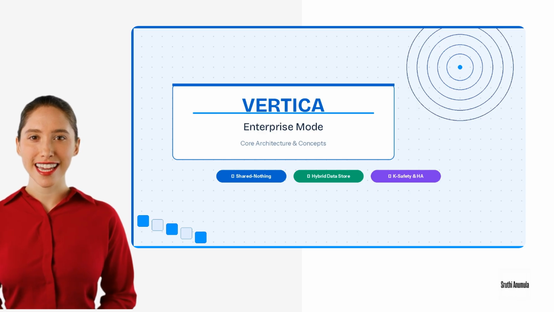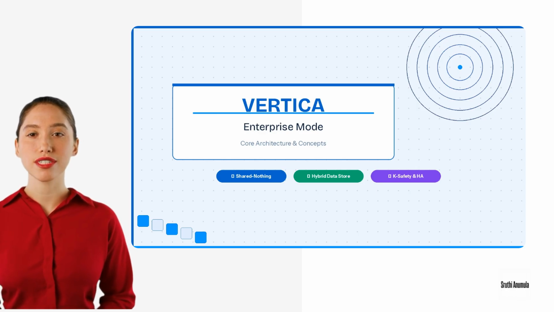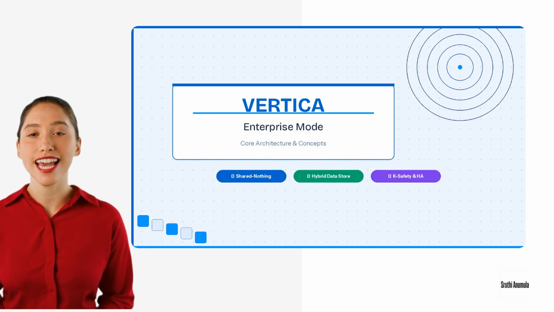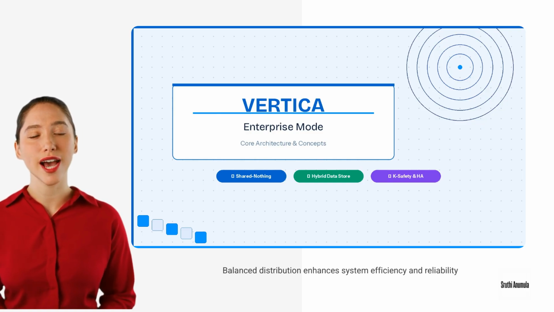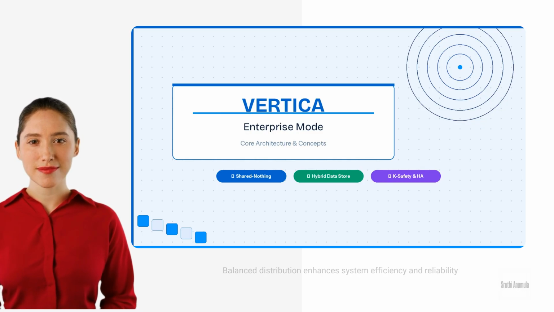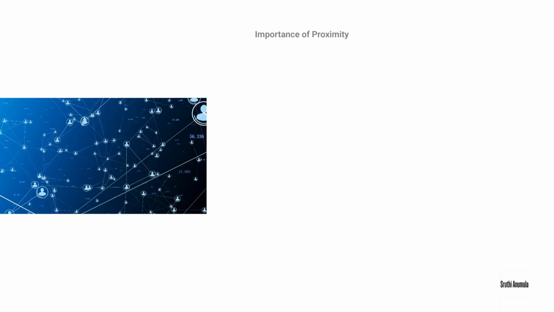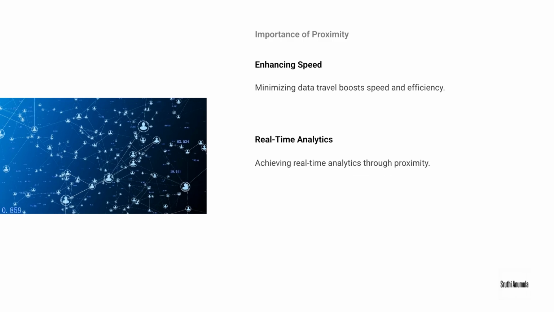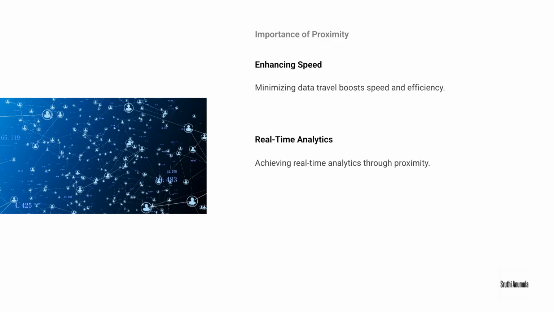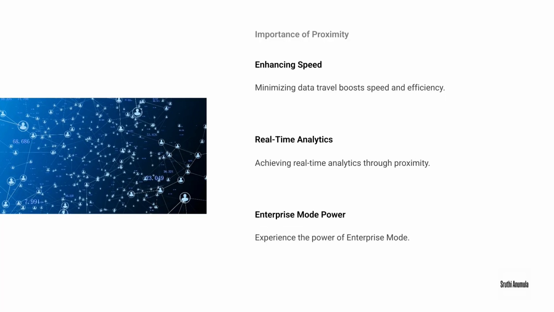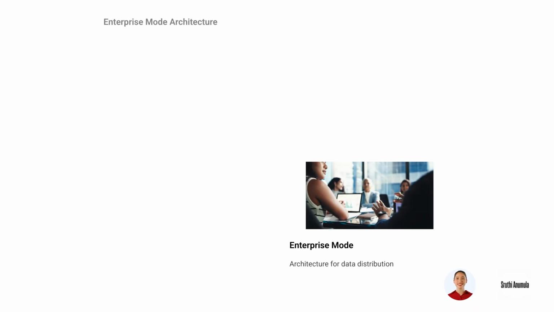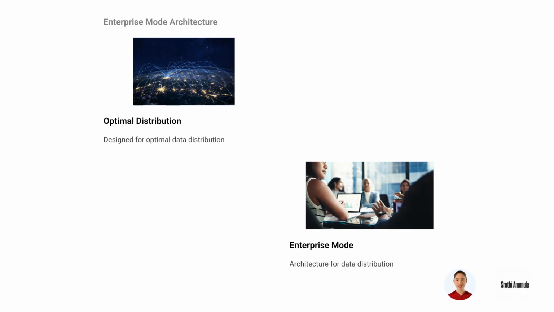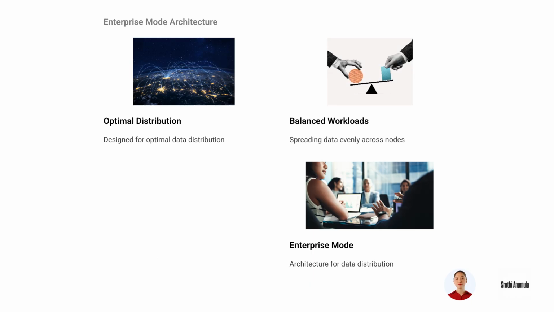Let's get into it. This balanced distribution ensures that no single node is overwhelmed, enhancing the overall efficiency and reliability of the system. Why is proximity crucial? By minimizing the distance data travels, we enhance speed and efficiency, making real-time analytics a reality. This is the power of Enterprise Mode. Enterprise Mode's architecture is designed for optimal data distribution. By spreading data evenly across nodes, we achieve balanced workloads and improve performance.